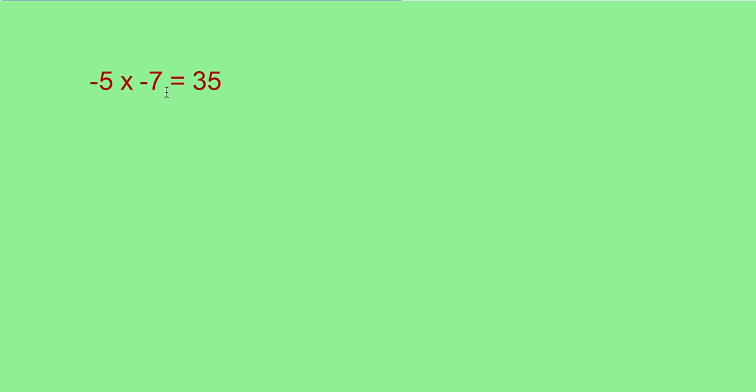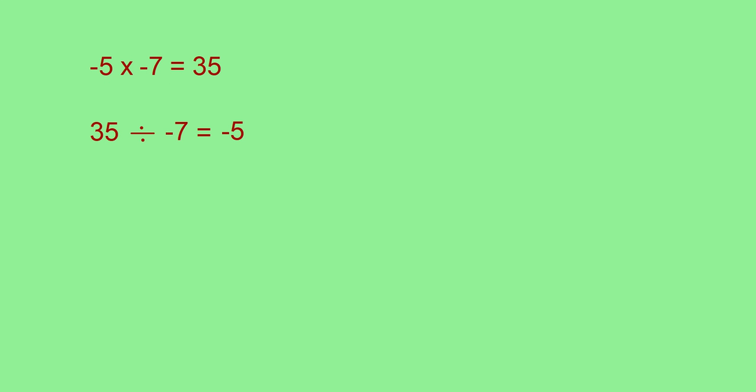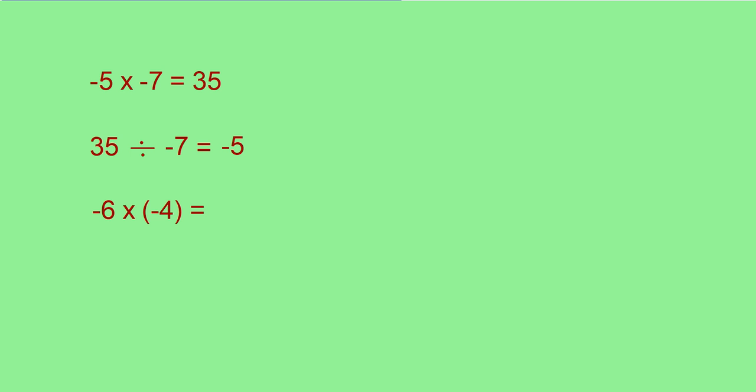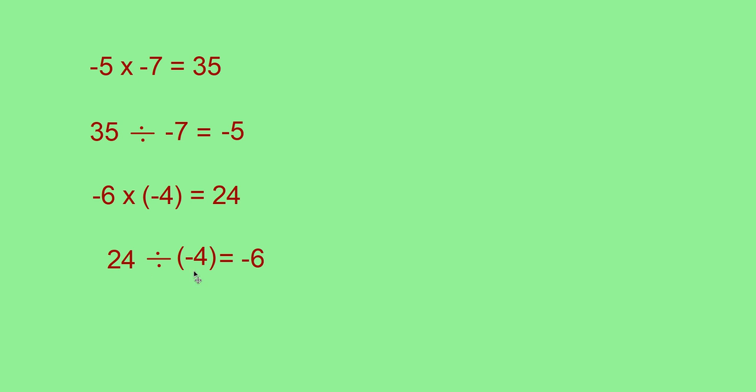Negative 5 into negative 7. Then the answer is positive 35. Then what about 35 divided by negative 7? The 35 divided by negative 7, you can write it as negative 5. What is negative 6 into negative 4? Yes, you are getting positive 24. Then how will you change into division? That is 24 divided by negative 4, you will get negative 6.